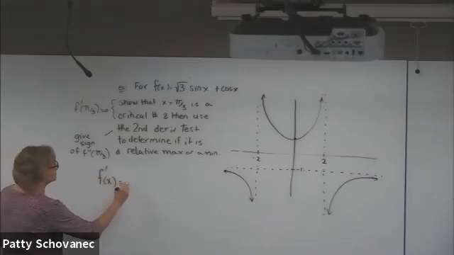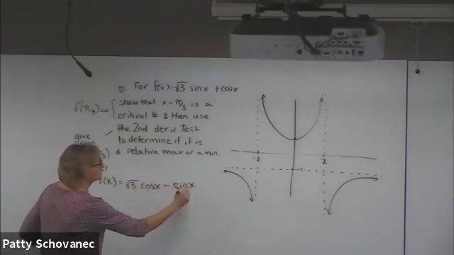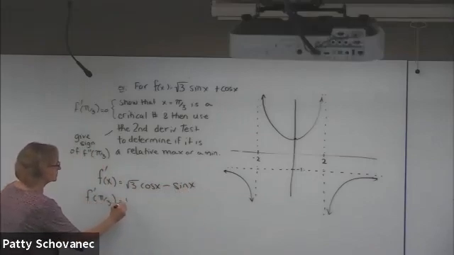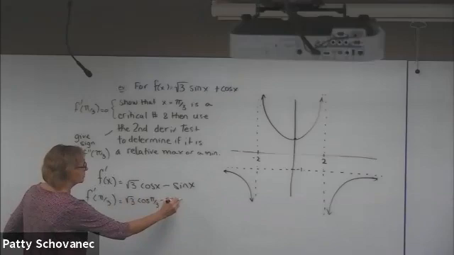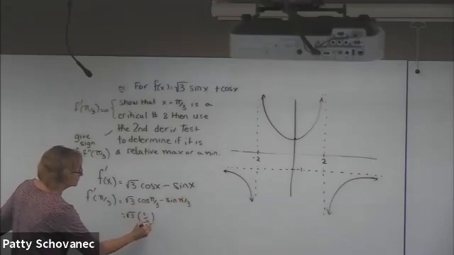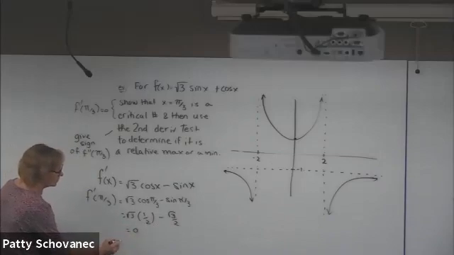First derivative is going to be the square root of 3 times the cosine of x minus the sine of x. Now I'm just going to plug in pi thirds. You get the square root of 3 cosine of pi thirds minus the sine of pi thirds. How's your trig? What's the cosine of pi thirds? 1/2. And the sine of pi thirds? So I have square root of 3 over 2 minus the square root of 3 over 2. So that's 0. That means it's a critical number.